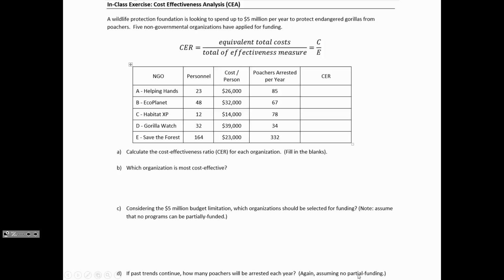So this one is about poaching, and there are 5 different NGOs, which is a non-governmental organization, that are trying to prevent poaching of endangered gorillas. We've got a certain budget, and we need to find out where to spend that limited budget. This is a little bit different from the example I just showed you, because the total costs aren't given directly. I've provided some information that you need to use to calculate the total costs, but the costs aren't just given outright.